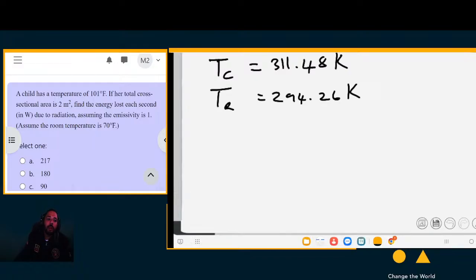Now, how do we calculate the amount of energy that's lost? Obviously she's radiating heat from her body. She's losing heat, because heat always flows from something that's hot to cold. In this case, she is hotter than the room. So how do we calculate heat that's being lost? We use what is known as the Stefan-Boltzmann law.